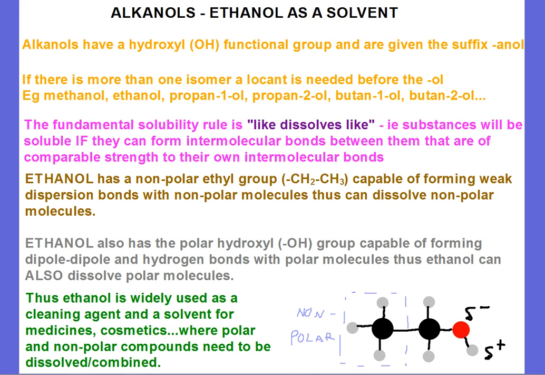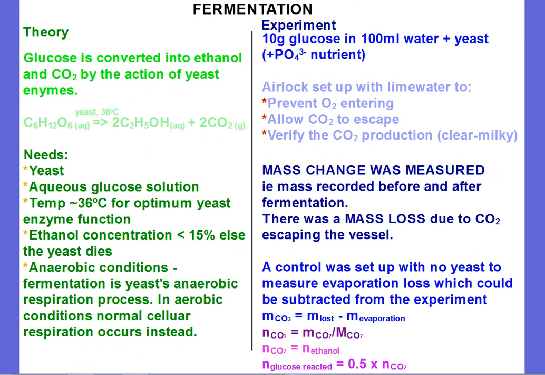The reason why ethanol is so widely used as a solvent, though, is because of the rule like dissolves like. Substances will be soluble in each other if they can form intermolecular bonds with each other. Now, ethanol's got a non-polar ethyl group. It can form weak dispersion bonds with other non-polar molecules. It's also got the hydroxyl group, which is polar, and can form dipole-dipole and hydrogen bonds, and therefore it can bond and dissolve polar molecules. So ethanol is widely used in medicines and cosmetics when non-polar and polar compounds need to be dissolved or combined.